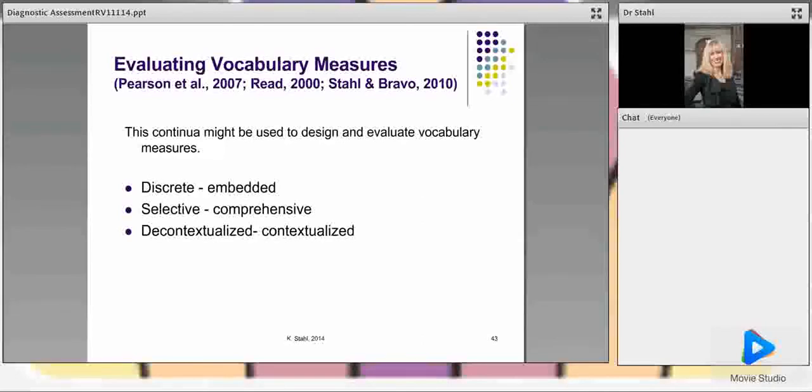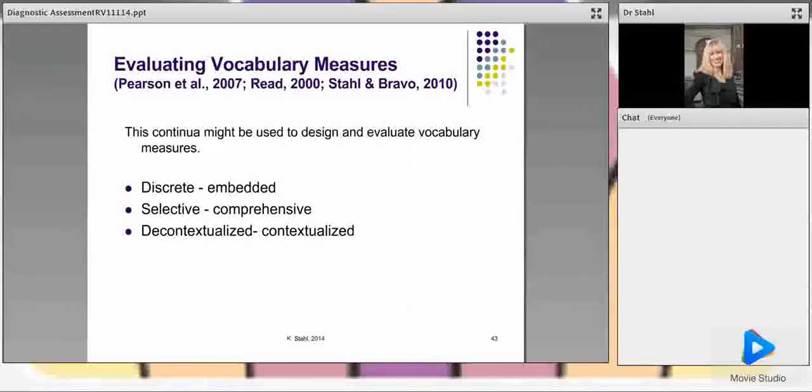Selective and comprehensive relates to the corpus of words that are included on the test. So for example, something like the Peabody vocabulary test, the corpus is the English language. It's very hard to budge that. No matter how great you are at teaching vocabulary in your classroom, that's going to be pretty hard to budge. However, you can make a list of words for your science unit or your social studies unit, and that would be far more selective, and that would be very easy to show how children are gaining across a unit. Decontextualized and contextualized assessments.